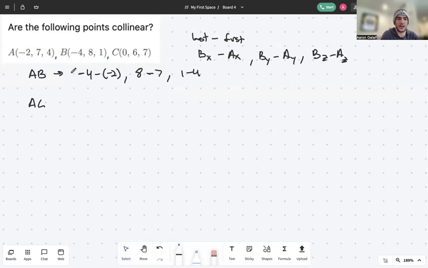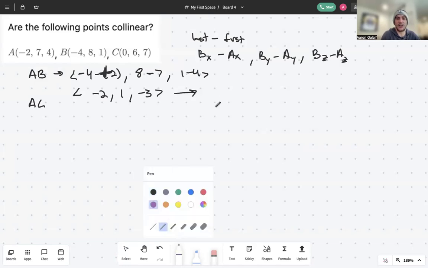So let's solve that out now. We see this turns into a plus. -4 plus 2 is -2. 8 minus 7 is 1. 1 minus 4 is -3. So in a cleaned up version in a different color, we see that our vector AB is -2, 1, -3.